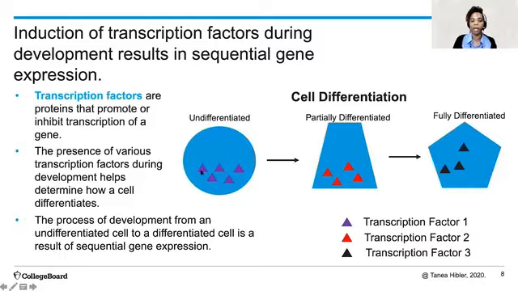So we start out and there are particular transcription factors in the cell. Those transcription factors can change the cell, and then more transcription factors can further change the cell, and other transcription factors can help the cell become ultimately fully differentiated.